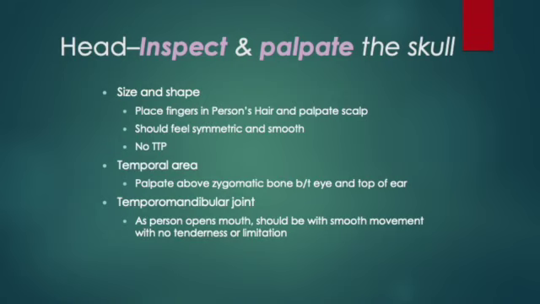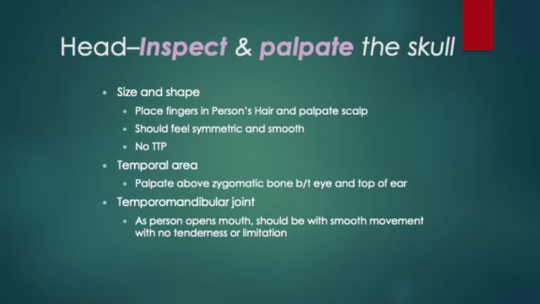There should be no tenderness to palpation. That's what TTP is. In that temporal area, you want to palpate. And again, remember, it's right above that zygomatic bone or your cheekbone. It's between your eye and the top of your ear. You're palpating here to see if there's any tenderness. And you shouldn't feel any bounding sensation there. You may be able to feel pulsation, but it shouldn't be bounding. It shouldn't be tortuous looking. It should be nice and smooth.